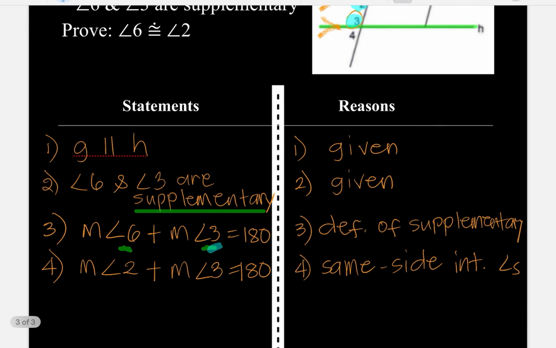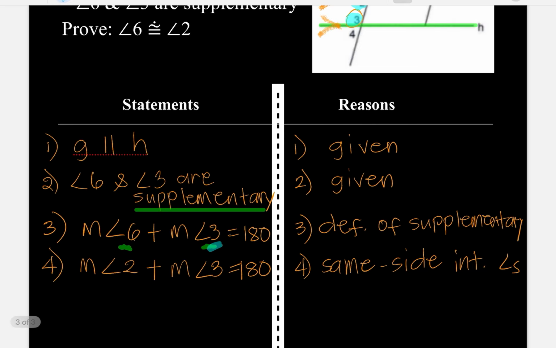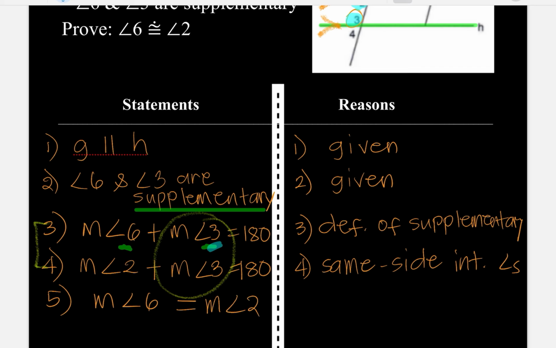Now, if you look at what we have in statements number 3 and 4, there is something that is common, measure of angle 3. So since measure of angle 3 is common, for number 5 statement, we can say that measure of angle 6 is equal to measure of angle 2. And the reason for that is congruent supplements.